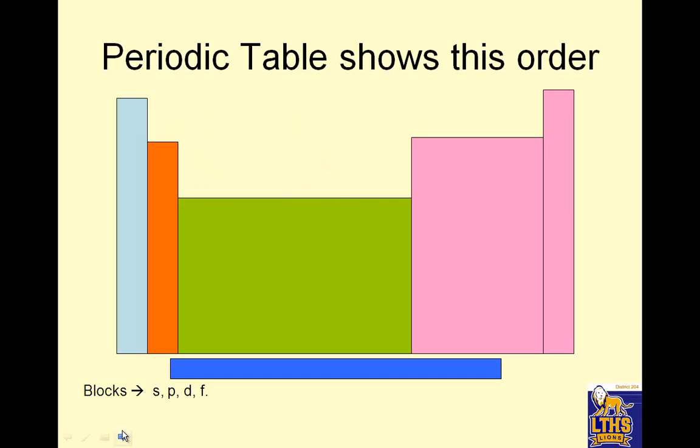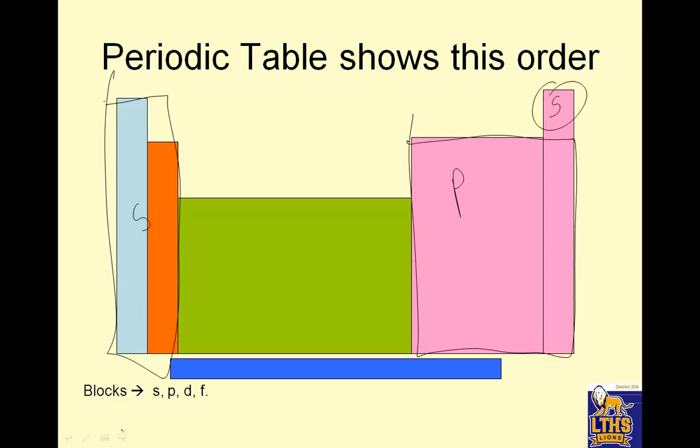And it is. The periodic table shows this order. This part right here, and you need to be able to label this, is the S block. And this part is the S block too. This right here is the P block, D block, and F block. Okay? This will help us show the order. We start with the top and go across.